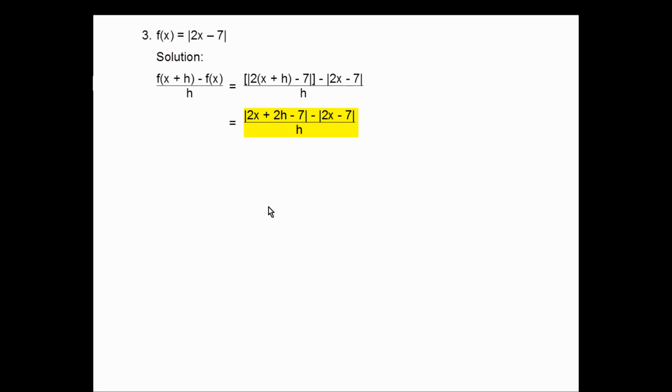Okay, you cannot separate a sum or a difference with absolute values, just like you cannot do it with radicals. So this is all we can do. Don't try to do anything else with it. So notice with an absolute value, even though it may look hideous, it's actually easier because there's nothing you can do.